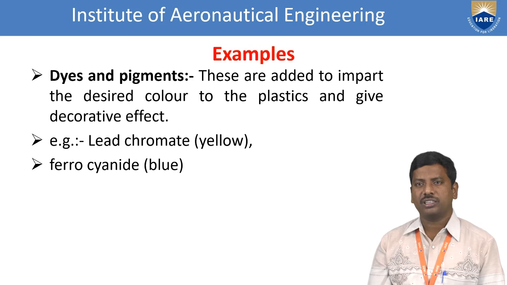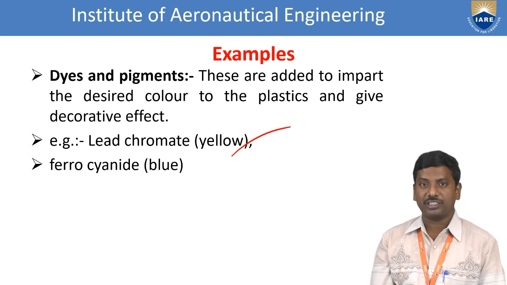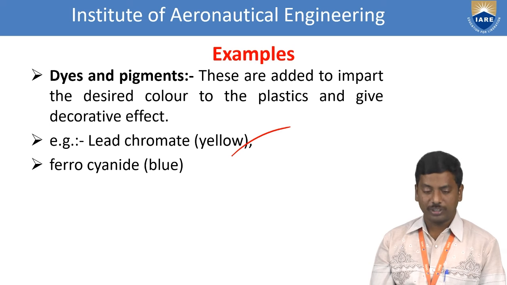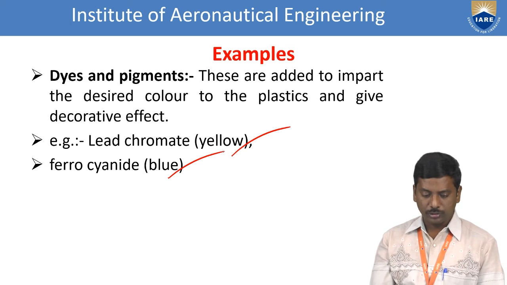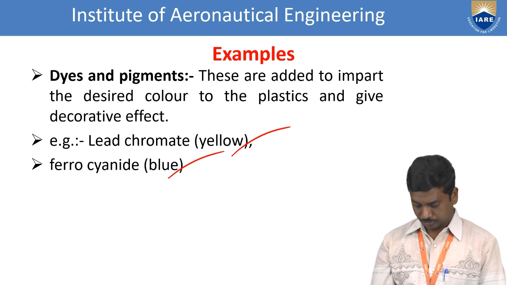What are the examples of dyes and pigments? Lead chromate. Lead chromate appears yellow in color because of the presence of light. After that we see ferrocyanide. Ferrocyanide is blue in color. The color of the compound is mainly based on the metal present in the substance and the surrounding ligand atoms.